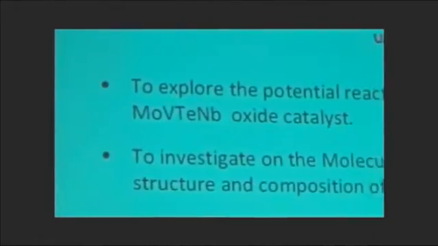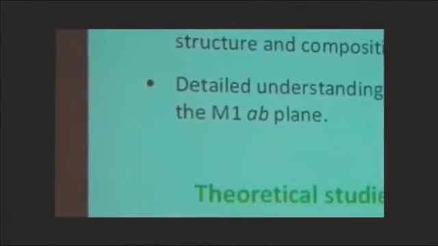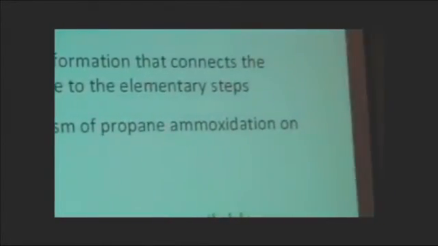The first reason is that we need theoretical studies to explore the potential reactivity of the different catalytic sites of the molybdenum, vanadium, tellurium, niobium oxide catalyst, and we also need molecular level information that connects the structure and composition of the surface to the elementary steps. Also, we need to find crucial information about the mechanism of propane ammoxidation on the surface of this catalyst.